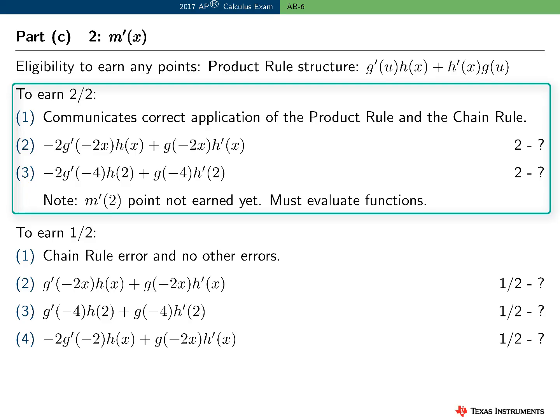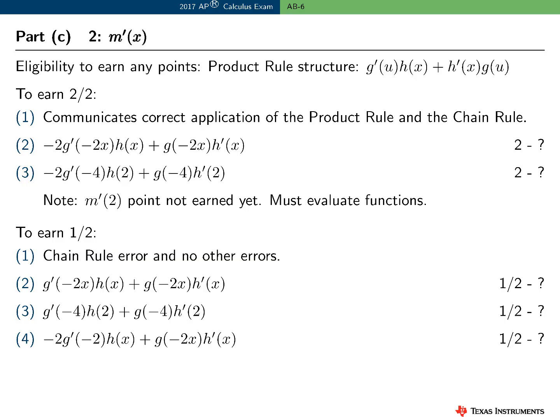However, here are a couple of examples in which the student would earn the first 2 points. Note that the student has not earned the point for m prime of 2 yet. They need to evaluate these functions in order to earn that third point.